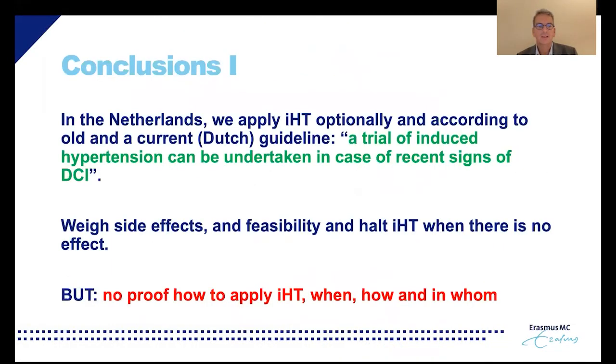So in conclusion, in the Netherlands, we apply induced hypertension optionally and according to all the international guidelines, but also according to a current Dutch guideline. So a trial of induced hypertension can be undertaken in case of recent signs of DCI. You should weigh side effects, risks and feasibility, and hold induced hypertension when there's no effect. But actually there's no proof how to apply induced hypertension, when, how, and in whom. So I cannot give good advice on that.